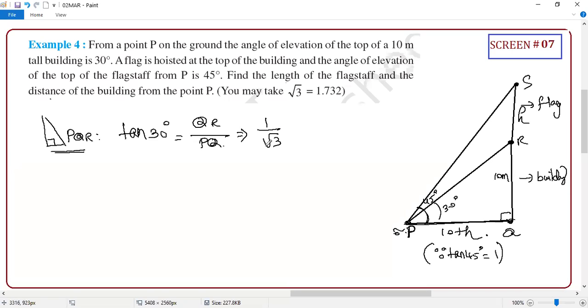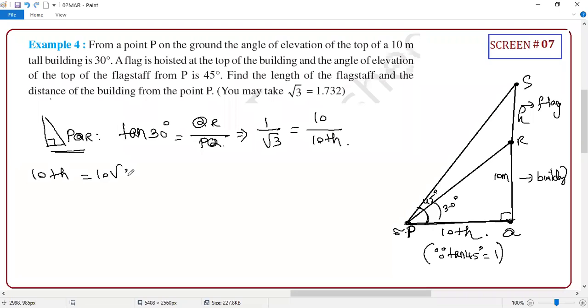QR is what, student? QR is 10. And what is this guy? PQ, 10 plus h. That's all, student. You know, entire equation having only one unknown, one variable. It's simply cross multiplication. Answer is ready. Clear or not? So if I say 10 plus h equal to, correct or not? 10 root 3.